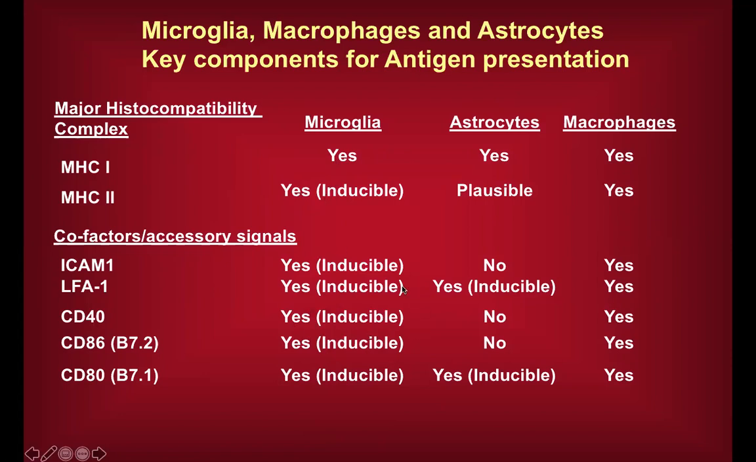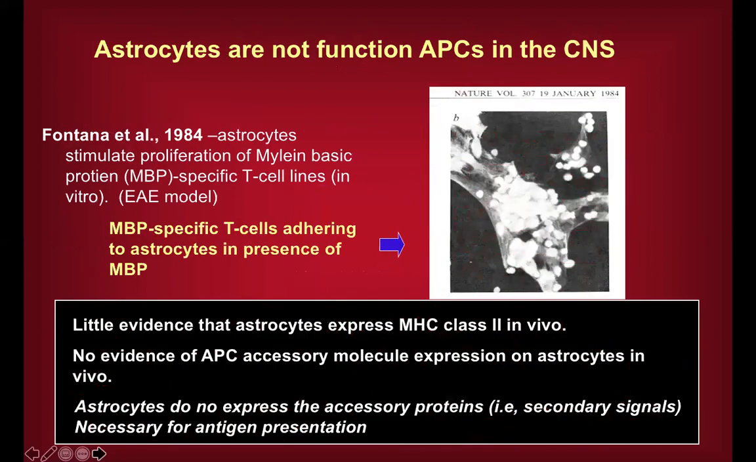When you look at the cofactors for astrocytes, you find there are very few of the important cofactors on astrocytes, though there's some evidence they're inducible. But remember that if you don't have all 4 of those signals, meaning the T cell receptor, MHC, the cofactors, and the cytokine signal, you don't get functional antigen presentation. You get what's called anergy. So there's really no evidence that astrocytes can present antigen functionally. This has been a big debate over the years. I think the first classic paper that said astrocytes might be able to present antigen was in 1984.